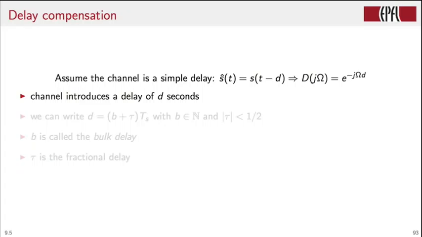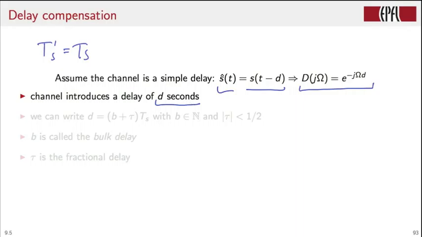Let's start with the problem of delay compensation. To simplify the analysis, we will assume that the clocks at transmitter and receiver are synchronized and synchronous, so T's is equal to Ts, and the channel acts as a simple delay. So the received signal is simply a delayed version of the transmitted signal, which implies that the frequency response of the channel is simply e^(-jωd). So the channel introduces a delay of d seconds.